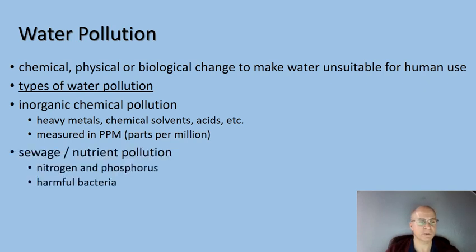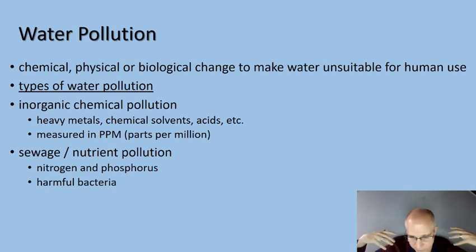Another type of pollution would be sewage or nutrient pollution. Sewage, it's pretty obvious. Nutrient pollution is grouped with this because it also contains the elements nitrogen and phosphorus, as does sewage. And nitrogen and phosphorus are what we call limiting factors. So these are important elements that are necessary for living things to grow. And they're often found in quantities that are low enough that it prevents a lot of organisms from growing.